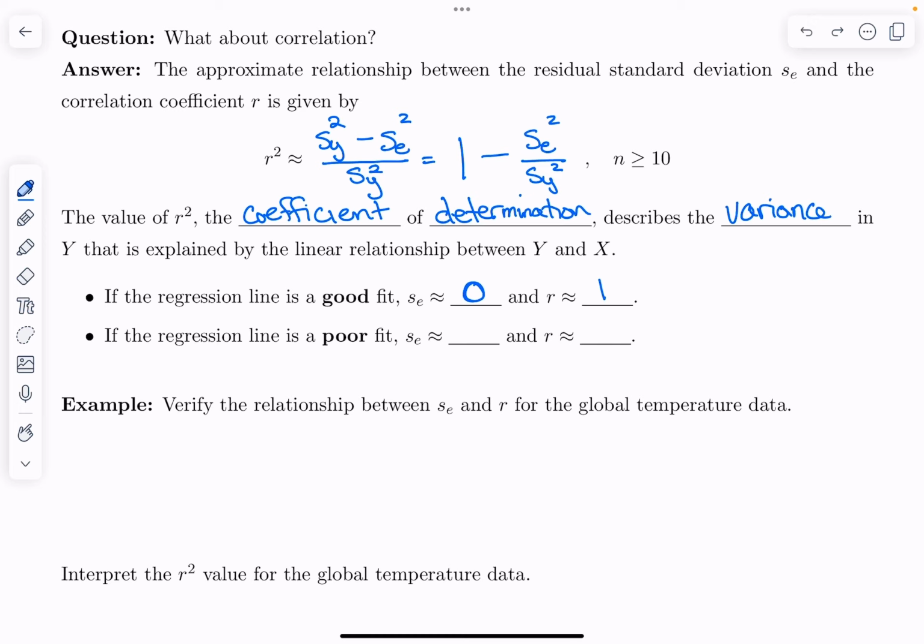But if our regression line is a poor fit, then the residual standard deviation will be approximately the same as the standard deviation of our y's, and our correlation coefficient r will be approximately 0, because again the numerator here in that situation will be approximately 0.